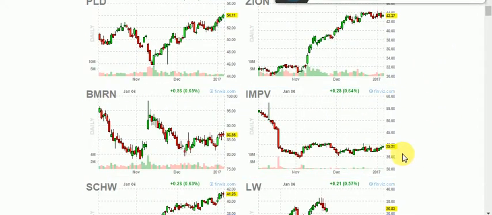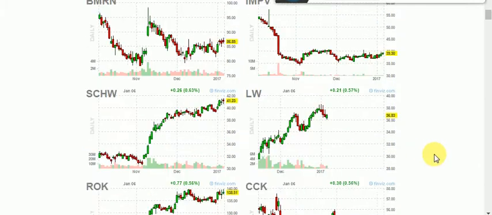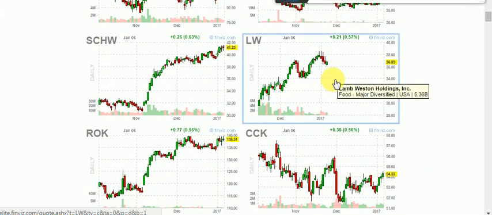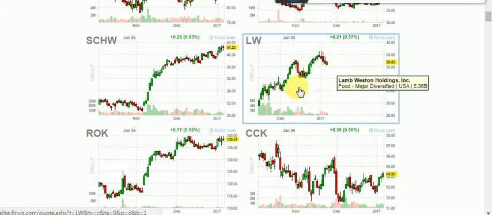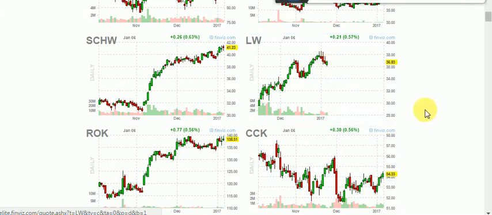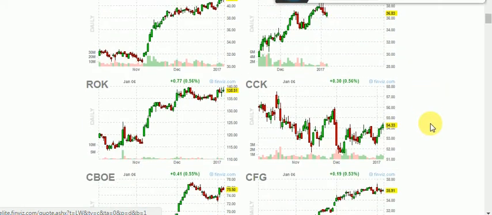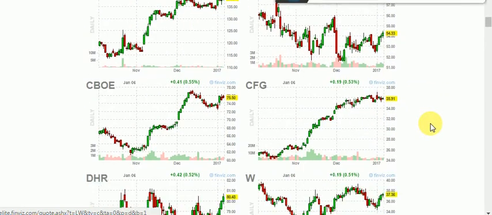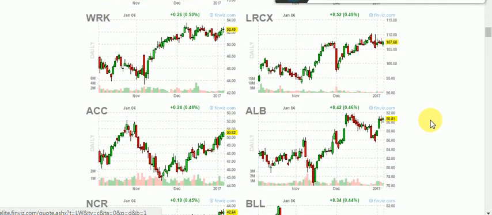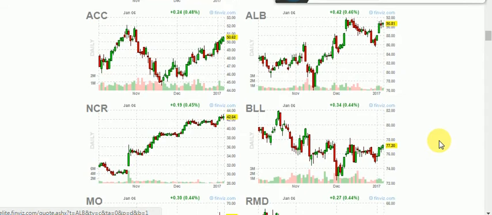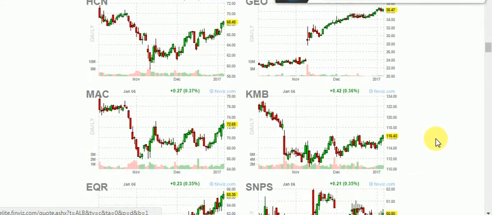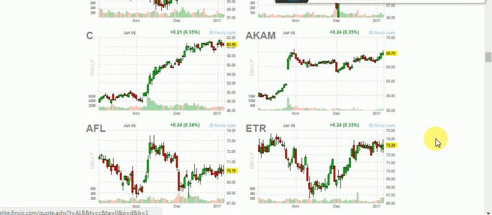This LW, Lamb Western Foods. See, you can see the up move, the pullback, the up move, the pullback, right? So I'm trading a small account, so there's not really a way for me to trade a pullback day trade because sometimes when it pulls back, it might sit around for a while. So I need some quick hitters. AGCO.